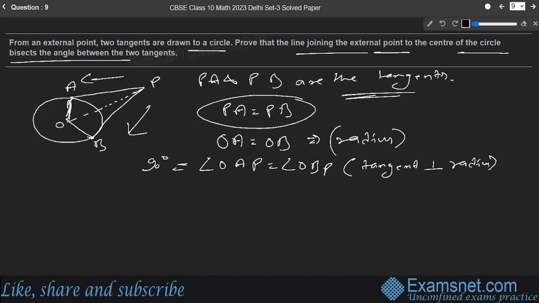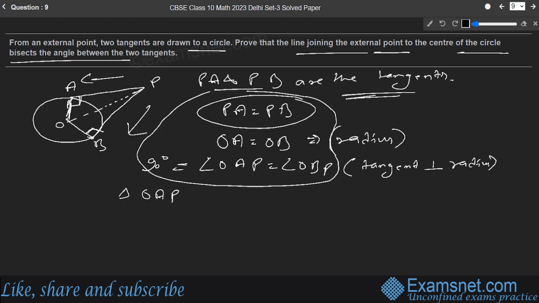Tangent and radius are always perpendicular, so we can show the perpendicular sign here also. Tangent and radius are perpendicular to each other, so they are 90 degrees each. Using all these three phenomena, we can conclude that triangle OAP is congruent to triangle OBP.